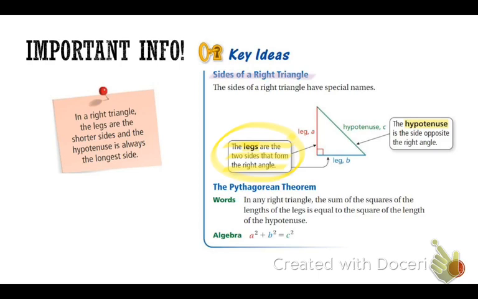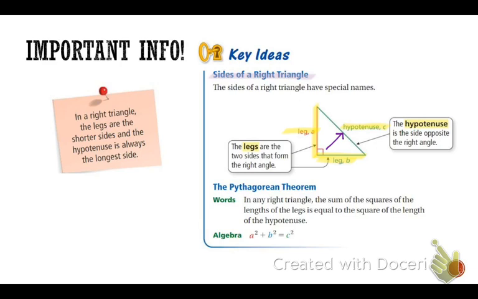The legs are the two sides that form the right angle. You will see that those two sides come together to form the right angle, and those sides are labeled side A and side B. Those variables are very important because they will match into your formula. The legs form the right angle, and I label them A and B. The hypotenuse is side C, and it is opposite the right angle.